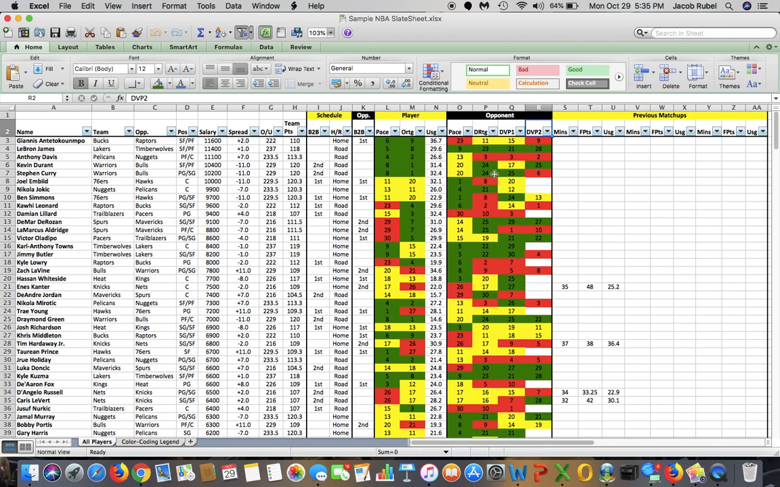There are two columns in this particular slate sheet because DraftKings allows for players to be eligible at multiple positions. So DVP1 is how the opponent ranks in fantasy points allowed at the player's first position, and DVP2 is how the opponent ranks in fantasy points allowed at the player's second position. So for FanDuel, if this were the FanDuel slate sheet, there would only be one DVP column as each player is only eligible at one position.